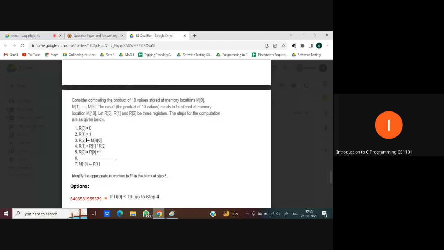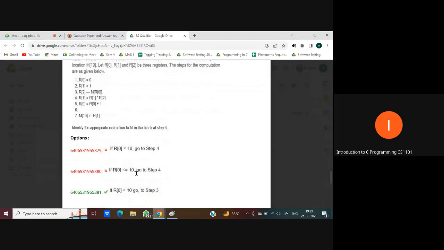And R2 is going to keep fetching values from the memory. Right now the value of R0 is 0, so it is going to get the value from the M0 location. The next time R0 is incremented by 1, it will fetch the second value from the memory location. So we just have to find out what to fill in the 6th place so that the algorithm is completed. What do you think?